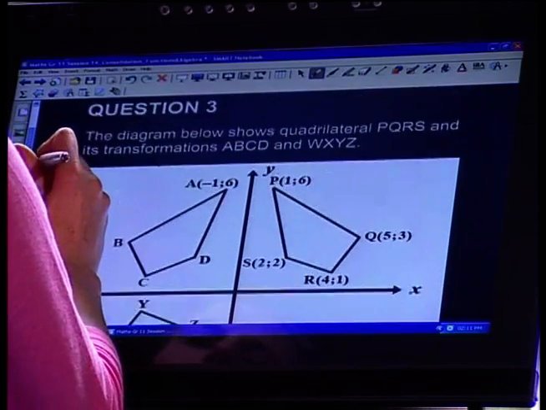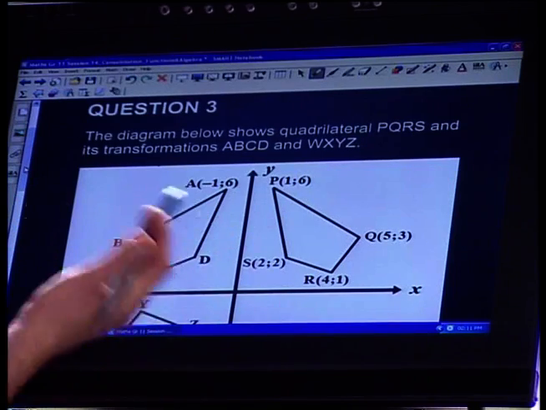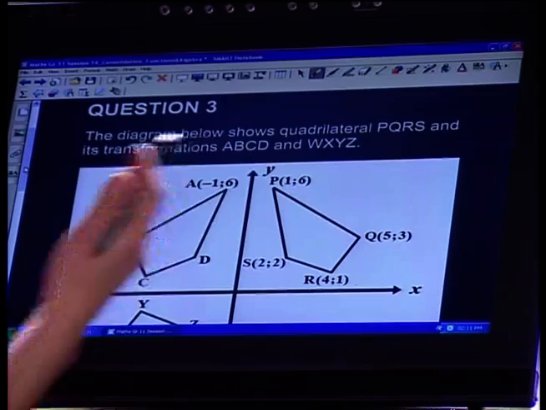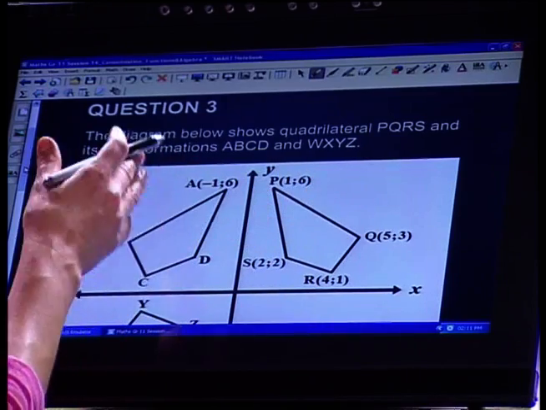Now, as I said to you guys just now, what happened here? PQRS was reflected in the y-axis. Now, if they say describe the transformation in words, then you will say quadrilateral PQRS was reflected in the y-axis to yield ABCD. However, they want the general rule from us. Now, guys, I would, if I were you, to be on the safe side, write down the general rule and describe it. Then you'll never go wrong.